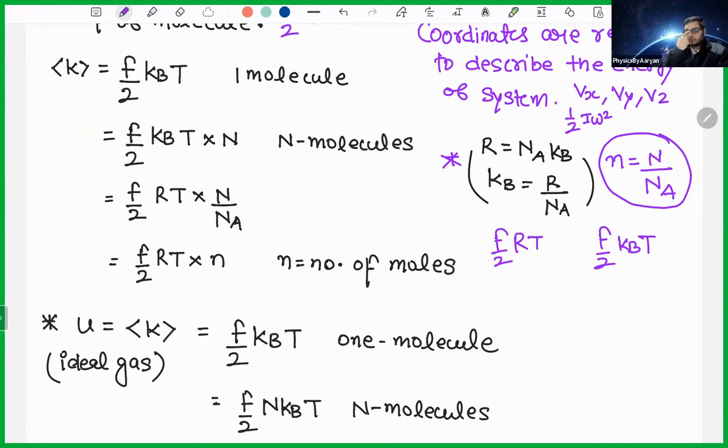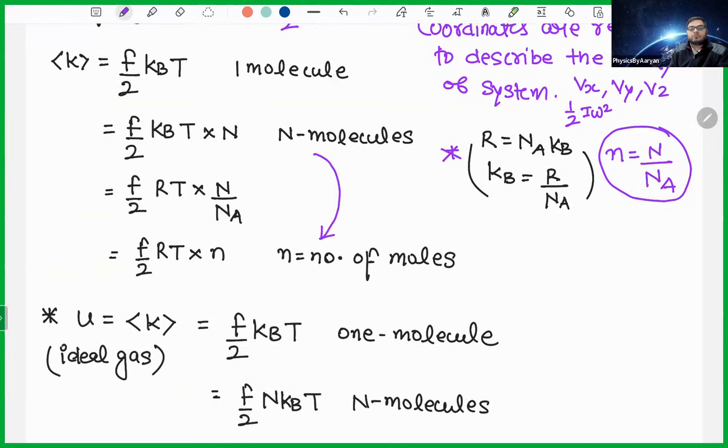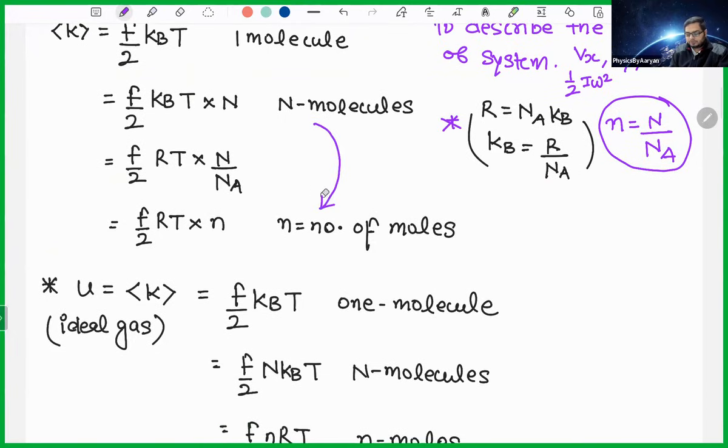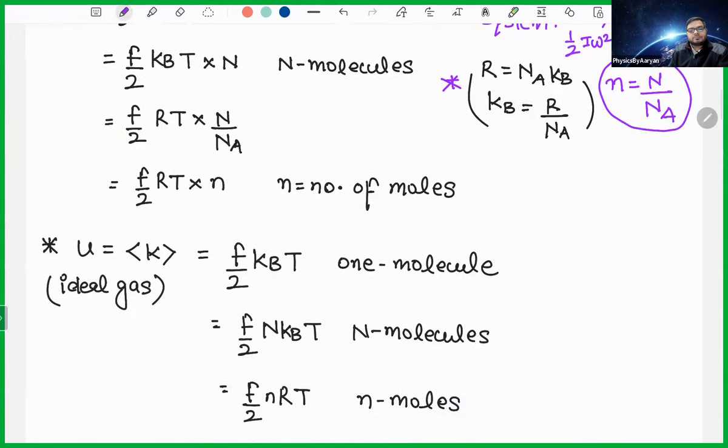So we understood something. First thing that we understood is how to write kinetic energy. Average kinetic energy is given by F by 2 kBT, where F is the degree of freedom. It is for one molecule. If it is for capital N molecules, you simply multiply by capital N. If you want to write this formula in terms of number of moles rather than number of molecules, you simply use the formula which says kB equals R by Na. So you can put your kB as R by Na. N by Na is given as number of moles. So you have simply replaced your formula from number of molecules to number of moles. That is a beautiful thing. So now I know how to write kinetic energy.